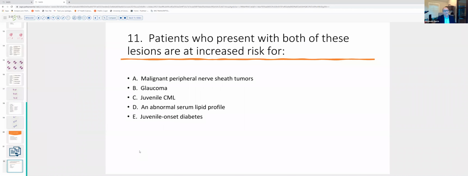And our question is, patients who present with both of these lesions are at increased risk for, and the correct answer is C, juvenile CML. And that's an association that you want to be aware of. If we were talking just about xanthogranulomas, if you've got a kid with multiple xanthogranulomas, especially on the head or neck, you want to make sure you send them for ocular screening because they're at higher risk for acute closed angle glaucoma due to bleeding into the eye.